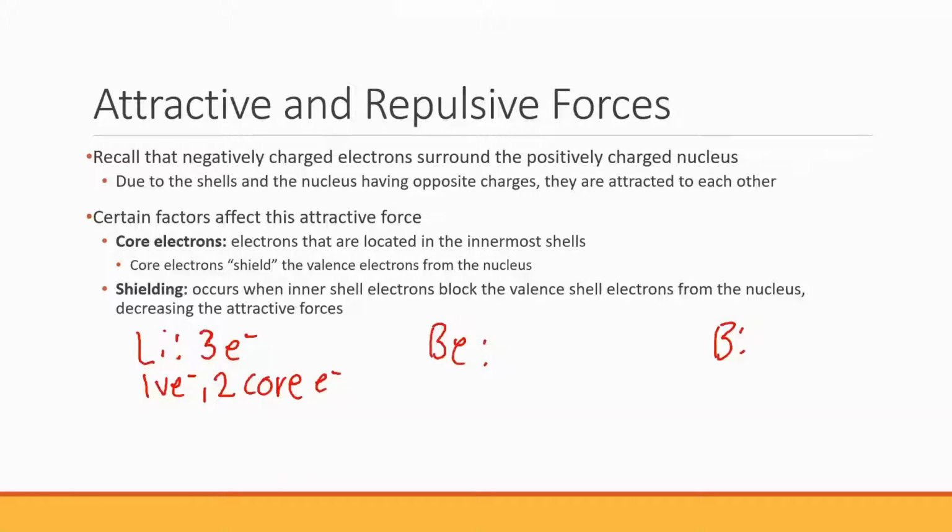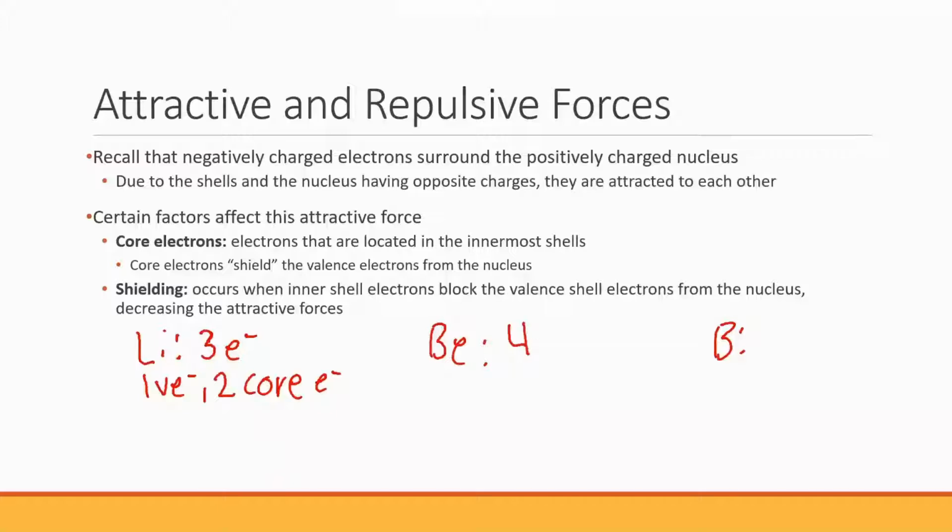If you don't know where I got these numbers from, lithium's atomic number is 3, so it has to have 3 protons and 3 electrons. It's in group 1A, so it has to have 1 valence electron. And so if you have 3 electrons total, and one of them is a valence, the other 2 must be core.